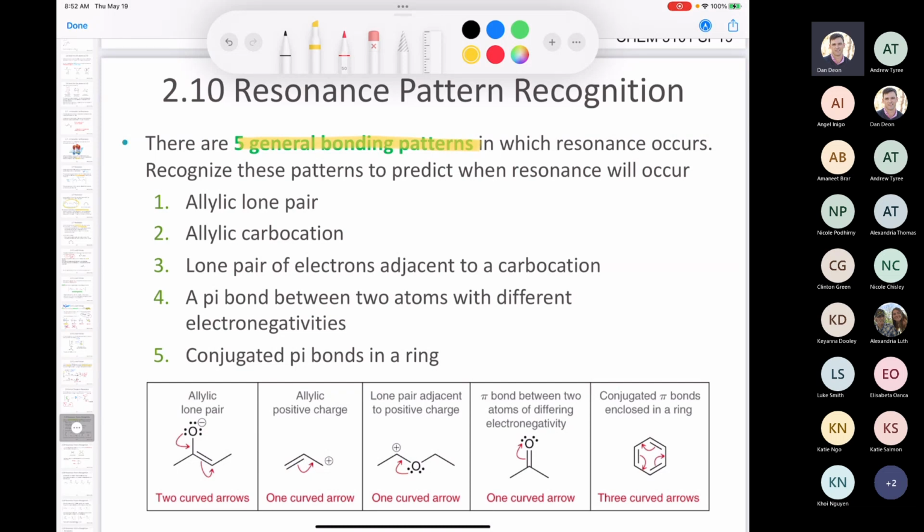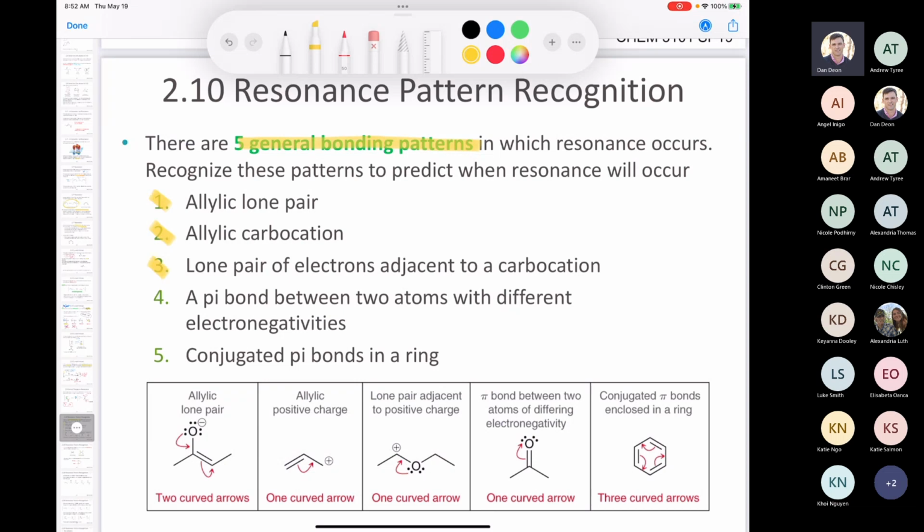The first one is an allylic lone pair. In fact, we just saw that in the last example. Then we're going to talk about allylic carbocations. That's the first thing I showed you, was the allyl carbocation. We went over that. Something that's going to be new would be a lone pair next to a positive charge, or a lone pair next to a carbocation, I should say.